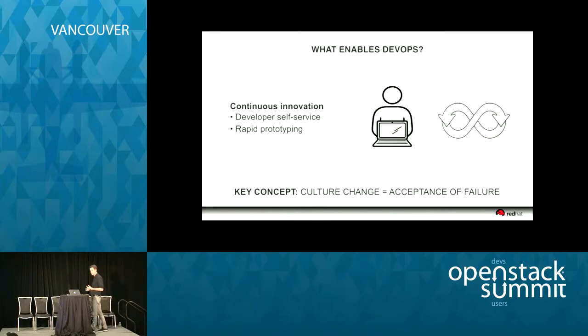The key concept here is around cultural change. Acceptance of failure. It's okay to fail because we're going to test it early, catch it quickly. We're going to have automated processes to recover quickly, and we're going to be developing microservices with small changes, so the risk of that having negative impact is much lower and you can recover quickly.